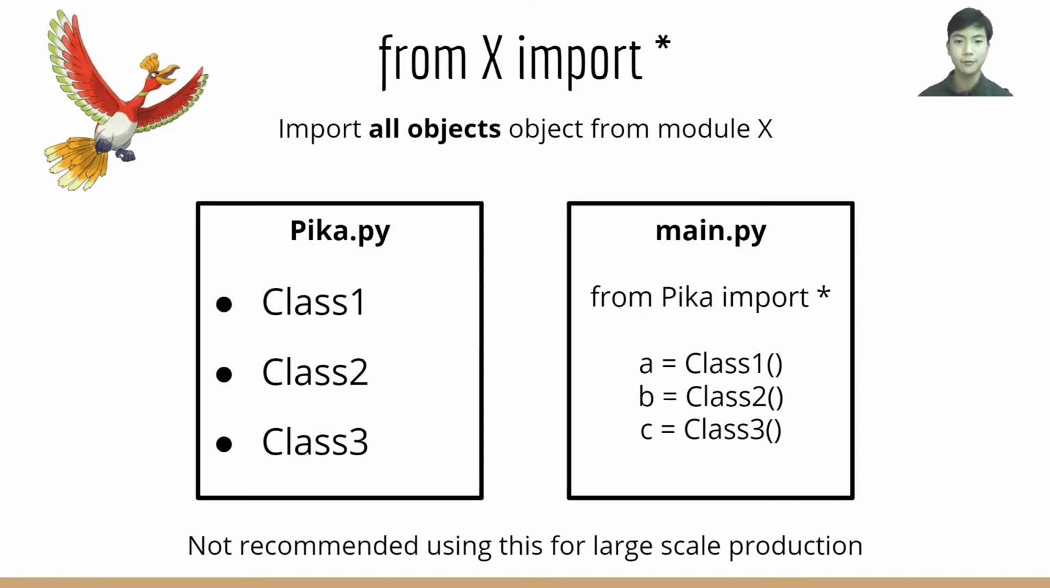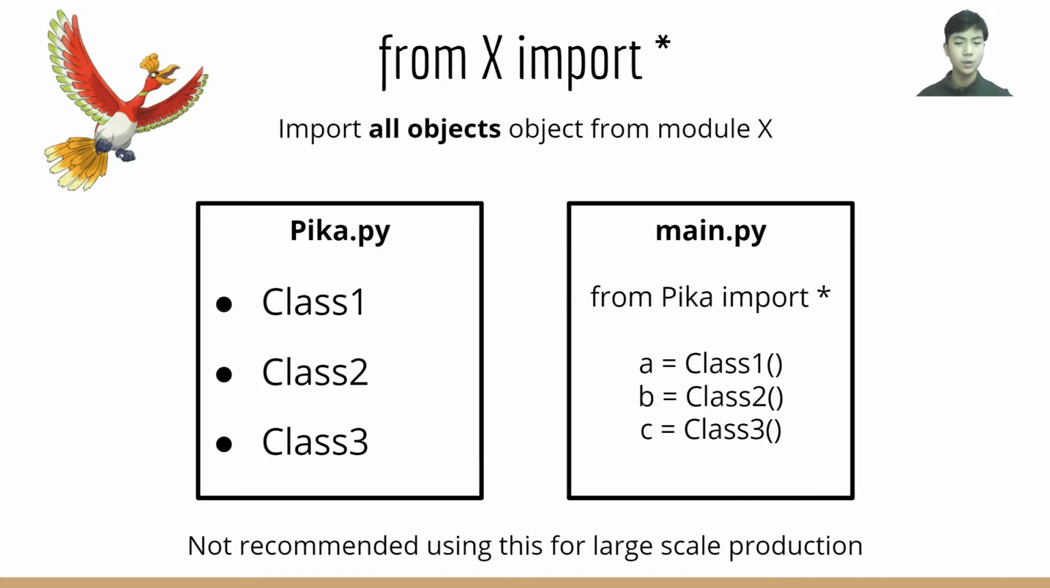So as I was saying, from X import star is basically just like import X, where you import everything from the file, in this case pika.py. I mean, you import everything from the module, which is called pika.py. And inside of pika.py, there are 3 objects, class 1, class 2, and class 3. And we're going to be calling all of them in main.py. So from pika import star, A equals class 1, B equals class 2, and C equals class 3.